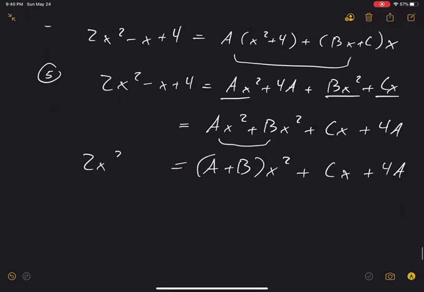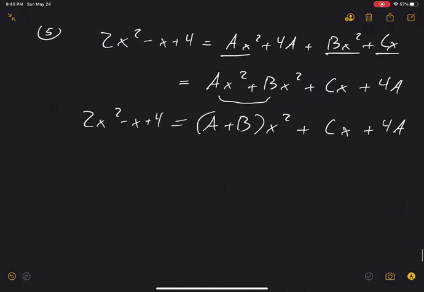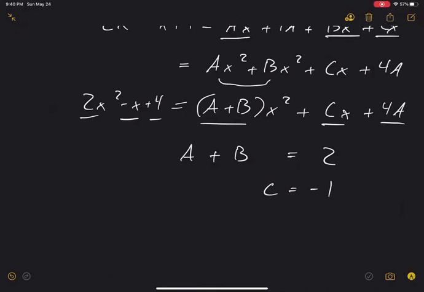That equals my left side. And now let's just match the coefficients on left and right. That's all we're doing. I have 2x squared over here and A plus B times x squared over here, so A plus B has to equal 2. I have minus 1x here and plus Cx here, so C has to equal negative 1. I have 4 here and 4A here, so 4A has to equal 4.